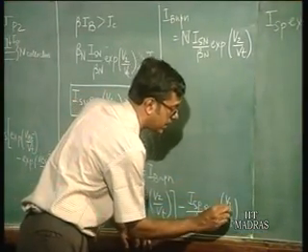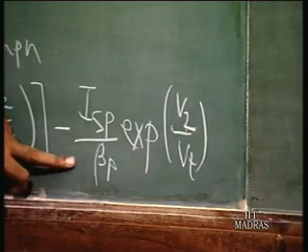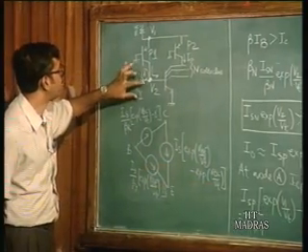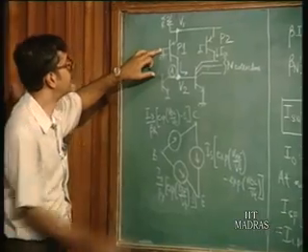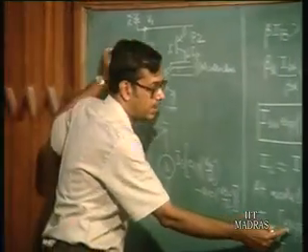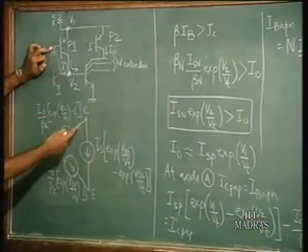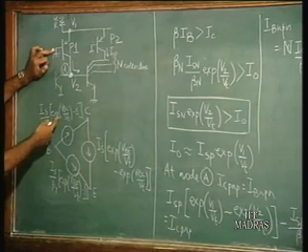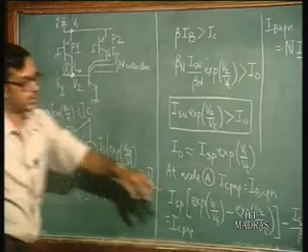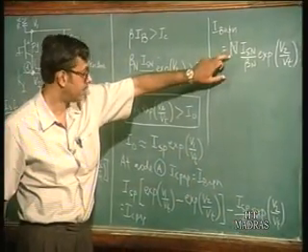I think we made a mistake here. All right, sorry. So, this is ISP by beta p for the PNP. Okay, let's go back here. ISP exponential V1 by Vt, VBE by Vt minus VBC by Vt. So, exponential V1 by Vt minus V2 by Vt, minus Is by beta r exponential VBC by Vt. So, for the PNP VBC is V2. So, this has to be V2, alright. So, this is going to be equated with this.